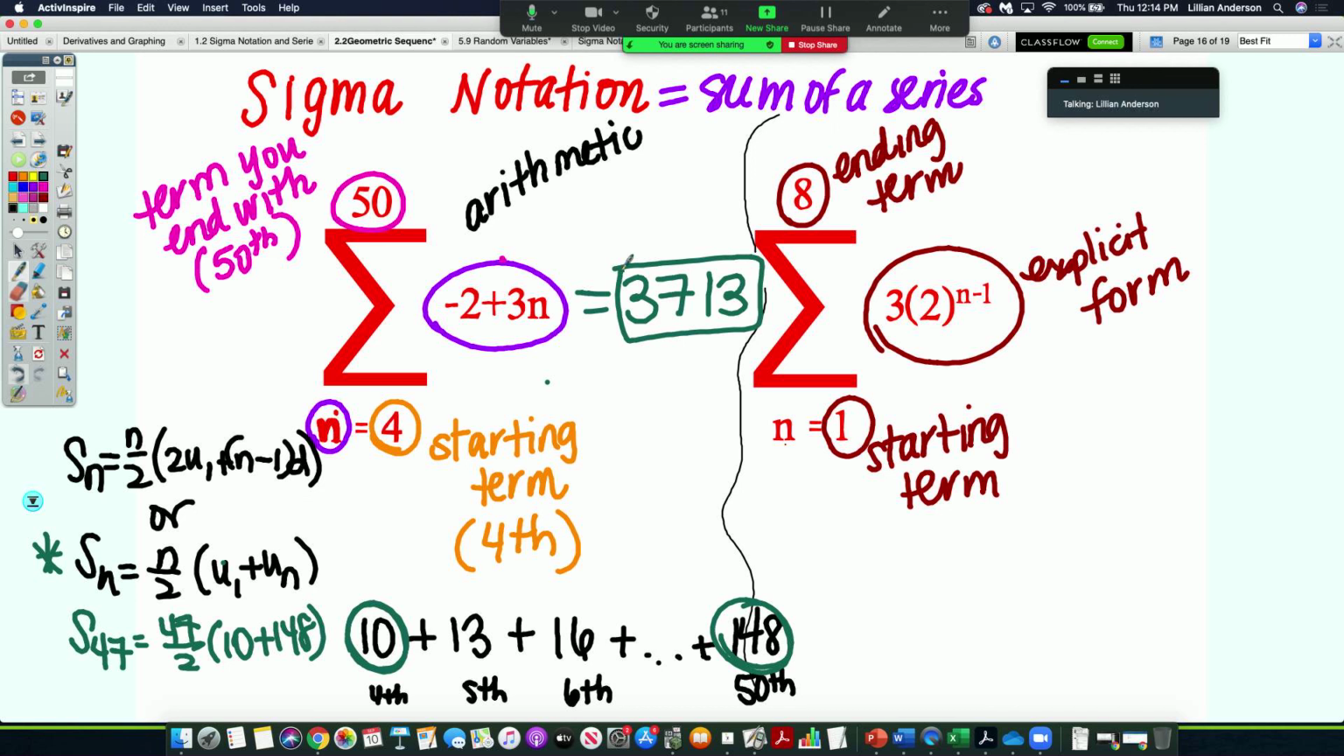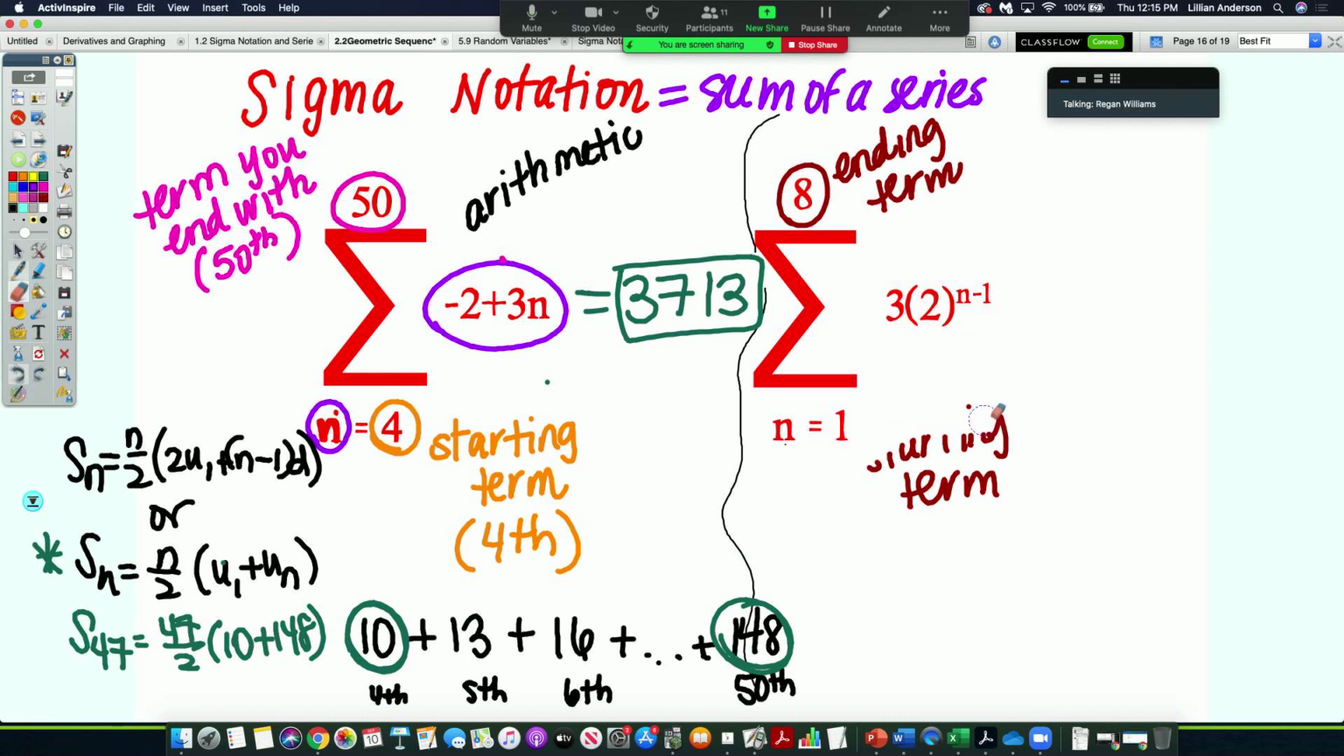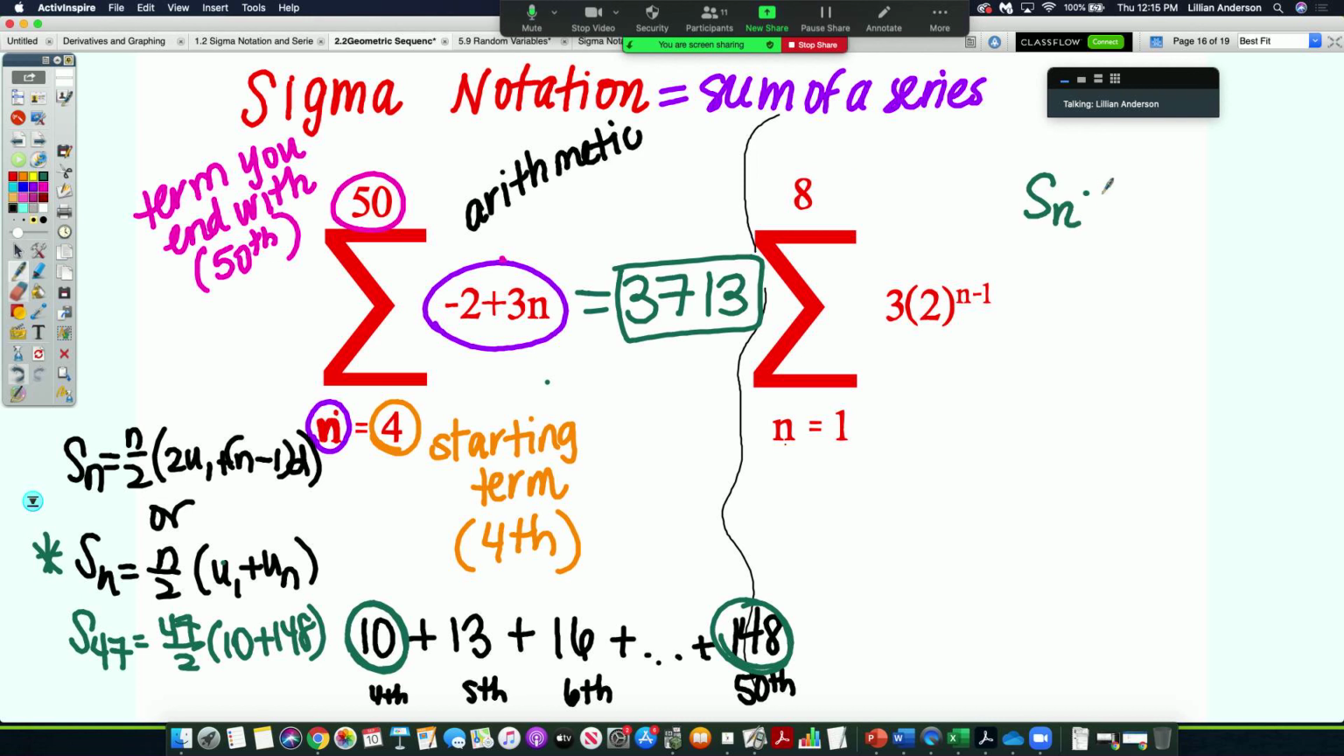Let's do the one on the right. Is that arithmetic or geometric? This explicit form. Geometric. It's geometric. So if it's geometric, we just went over geometric series today. That's the formula S sub n equals U1 times R to the n minus 1 all over R minus 1.